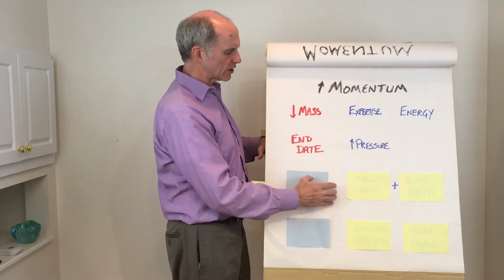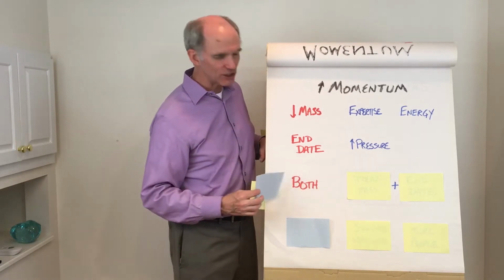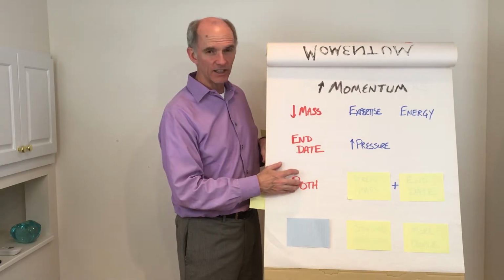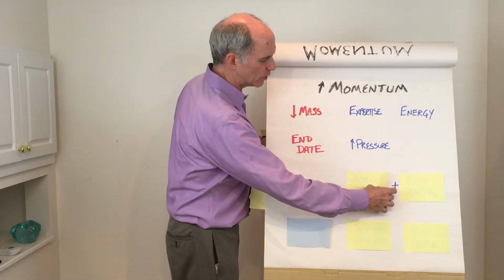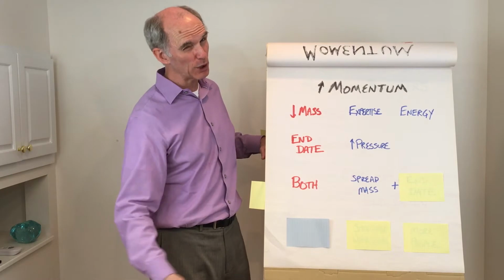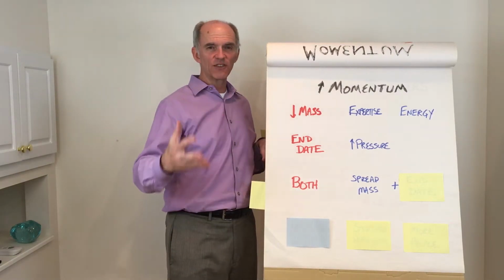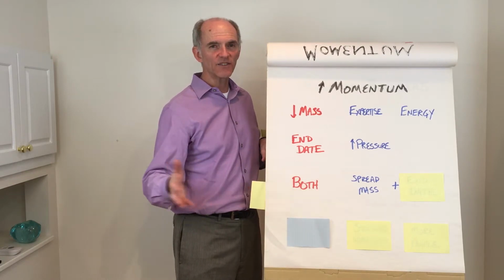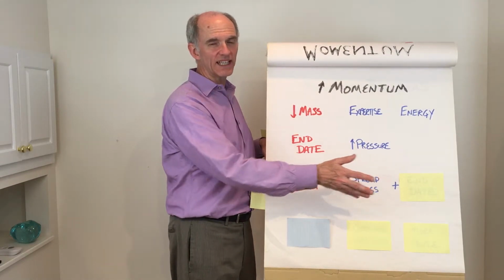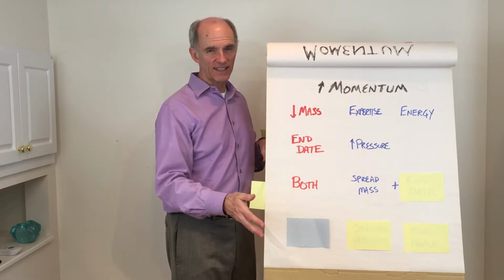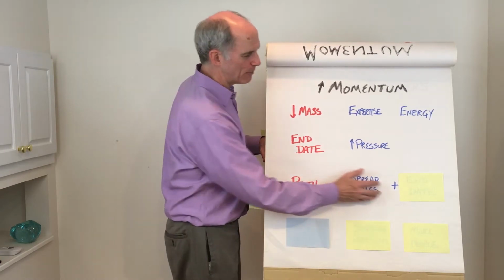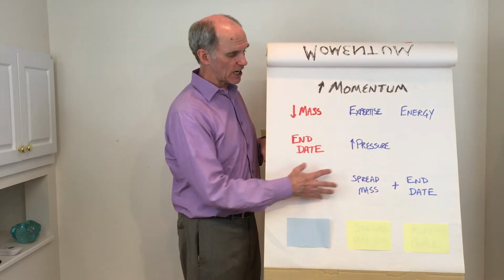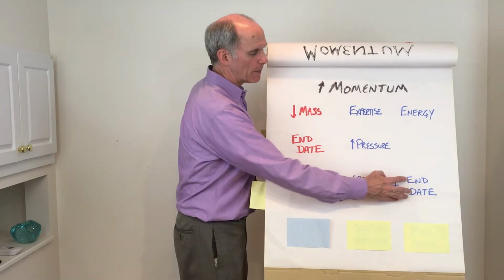Then the third way to increase momentum is actually to do both of these things: reduce the mass and decrease the end date. Meaning, what you can do is spread the mass across multiple people. If you take a 40-hour task and split it across 5 people, instead of one person getting that done in 1 week, you might be able to get that task done in 1 day. And now you can change the end date as well, so that you spread the mass across people, and then you have the end date.